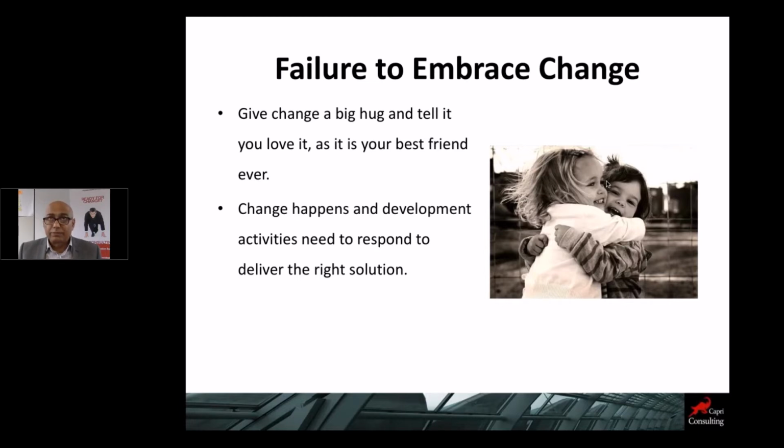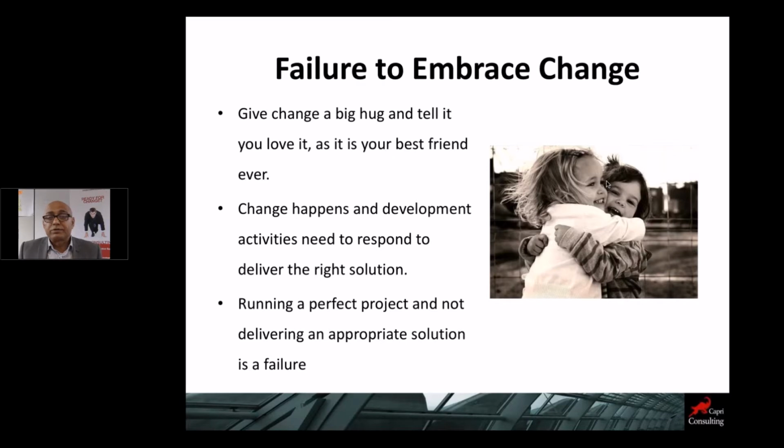In yesterday's webinar, on Friday's webinar, I mentioned that it is a hyper competitive market. In this market, all the organizations, all the teams need to be very, very agile. And if you can't respond to change, you cannot adopt agile methodology. So it's very important that you respond to changes happening in order to deliver the right solution.